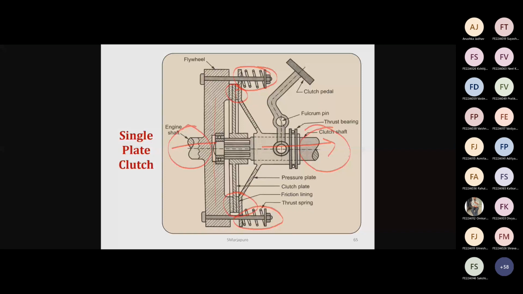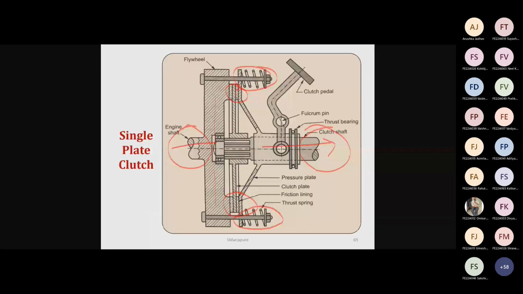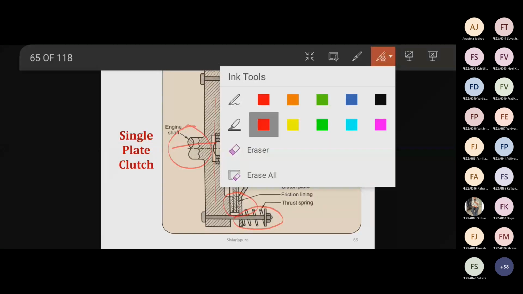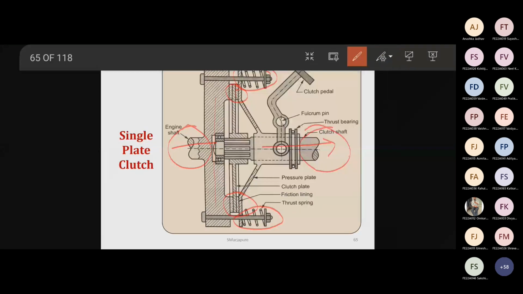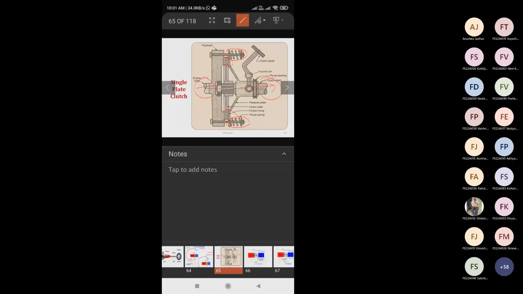Okay. This is a single plate clutch, right? Yes. You can see here the whole single plate clutch. Is it visible? Yes, sir. You can see here the single plate clutch.